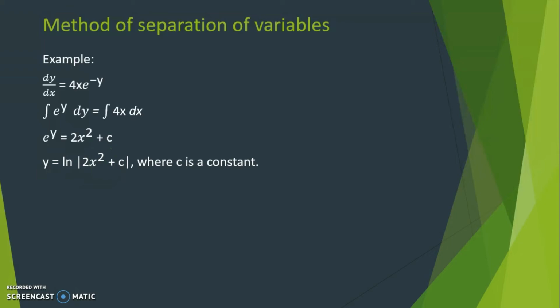Now we look at an example of the method of separation of variables. The given example is dy/dx = 4x e^(-y). We separate y to the left hand side and x to the right hand side, so we get the form like this. The y variable is at the left hand side and the x variable is at the right hand side. Then we integrate both sides, and we get the answer in this form. Then we move the exponent to the right hand side, and we get y = ln(2x^2 + c).